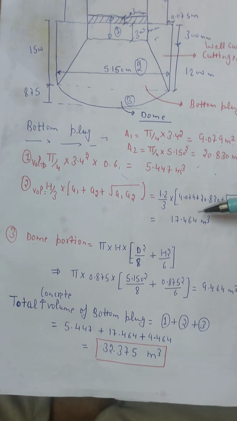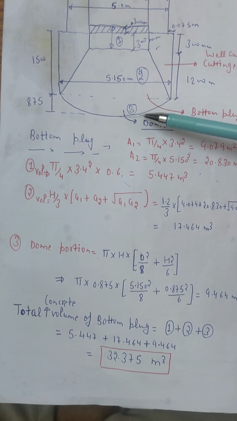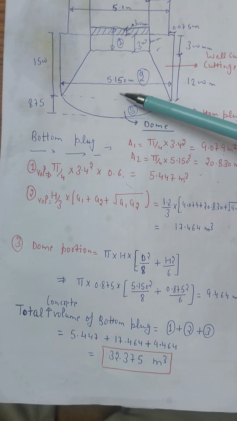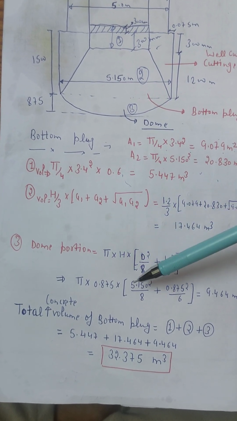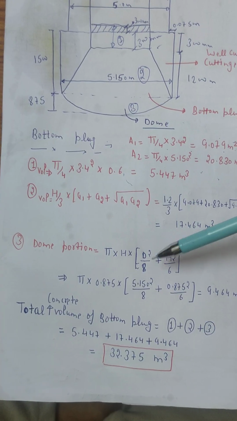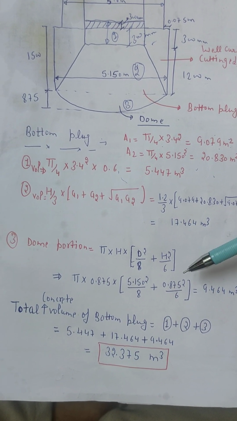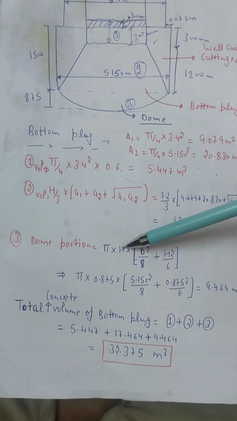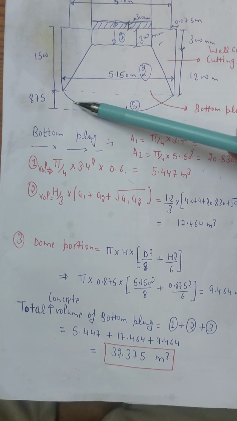Now in some calculations people do not include this third portion as dome portion, but I have calculated this as a part of bottom plug. The third portion, the dome portion, is pi into h into d square by 8 plus h square by 6. That is our third part of bottom plug. Then h is around 875 mm, which I have calculated.